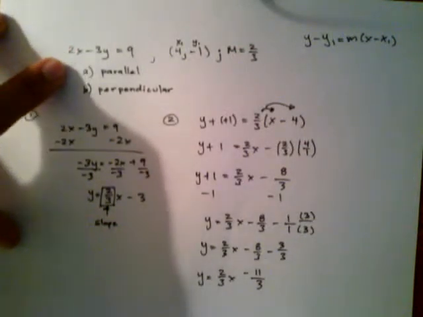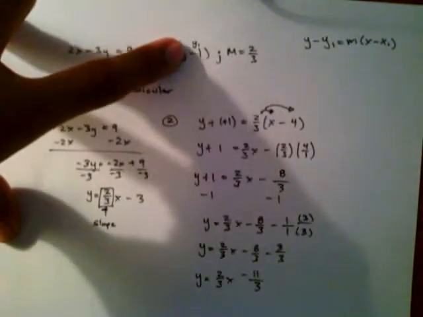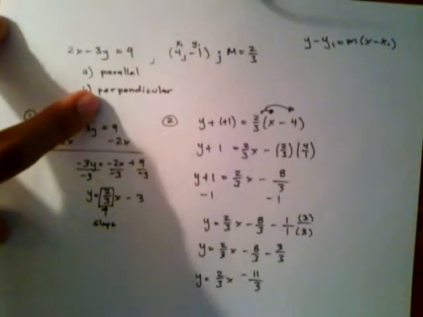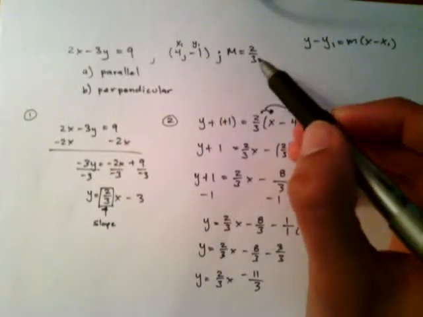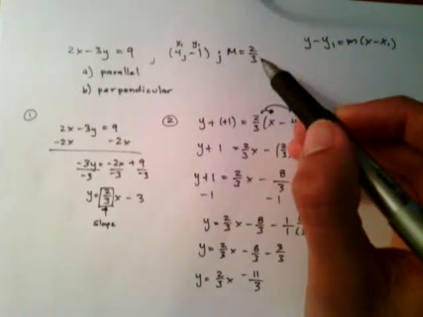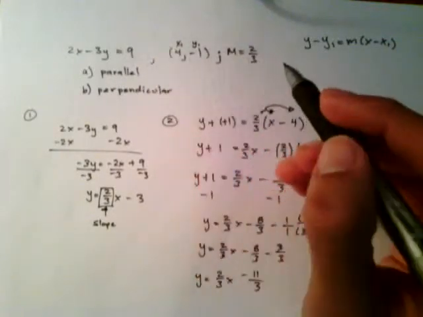Next we're asked to find, now that we're given this line and given this point, a line that is perpendicular. And for a line to be perpendicular, it means that it intersects at a 90-degree angle. So the key thing is that we have to change the slope in order to find the line that is perpendicular to the one that we're given.